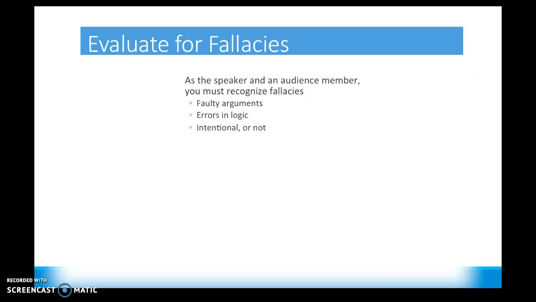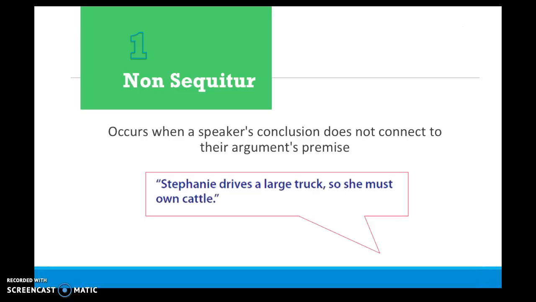Fallacies are faulty arguments or errors in logic created intentionally or unintentionally. I'm going to go over a few that are in your book, but there are tons of fallacies that you can find. So the first one, non sequitur, in Latin, this means does not follow. It occurs when a speaker's conclusion does not connect to the argument's premise.